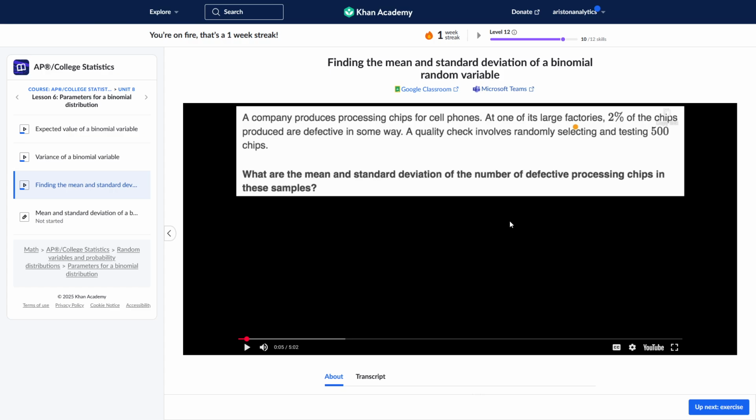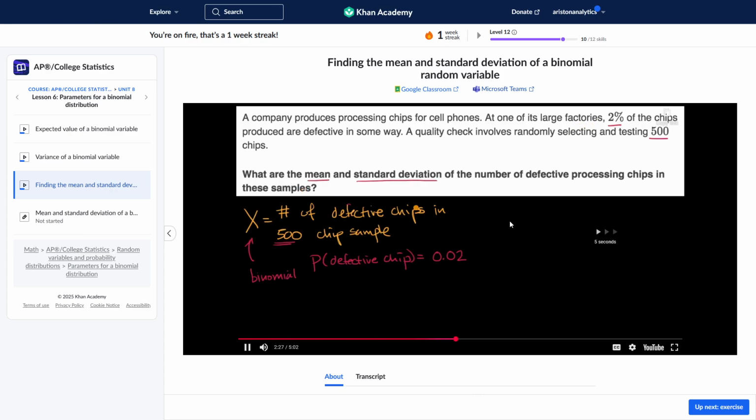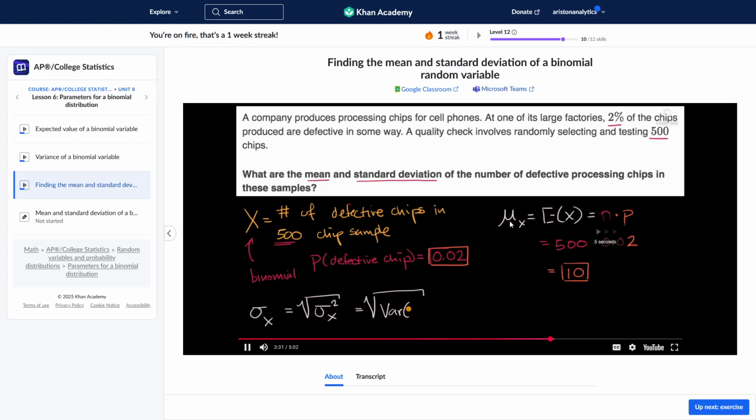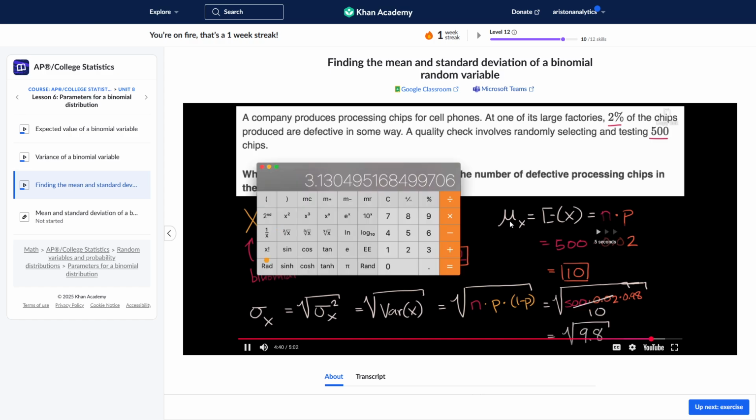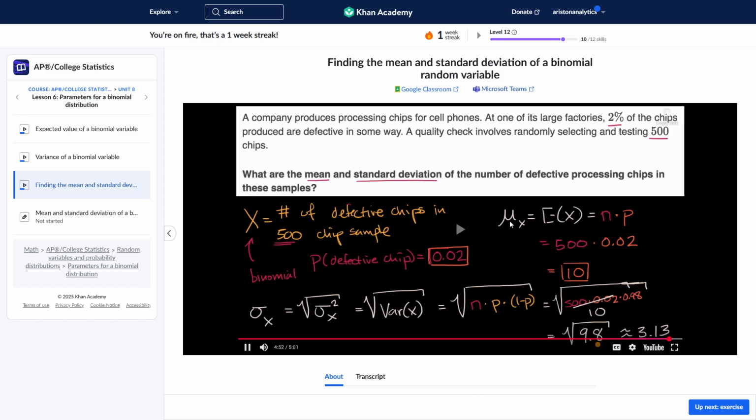And then the variance would be p times 1 minus p, which is 0.02 times 0.98. And then you would just get the square root of that to get the standard deviation. Oh, and I forgot the part where you multiply by 500. If I wanted the variance, it would be 9. The standard deviation is approximately 3.1.